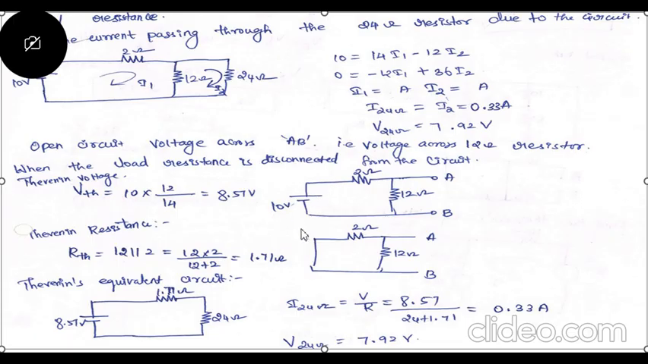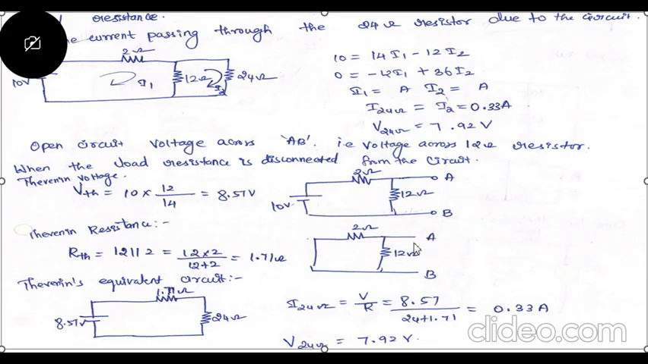You have to remove the voltage source and short circuit the terminals. So you will get the resultant circuit like this. Now you need to find the Thevenin resistance, that is, the resistance RAB. You have to look from this side.